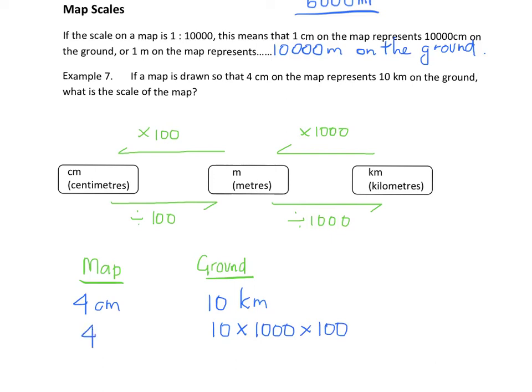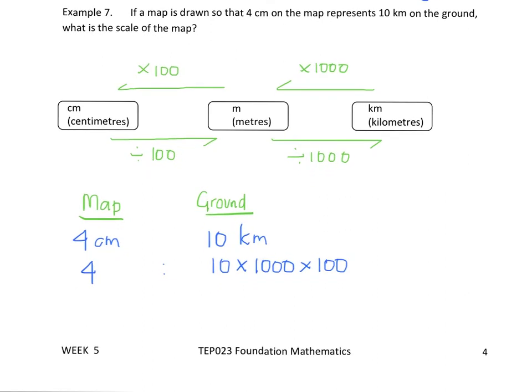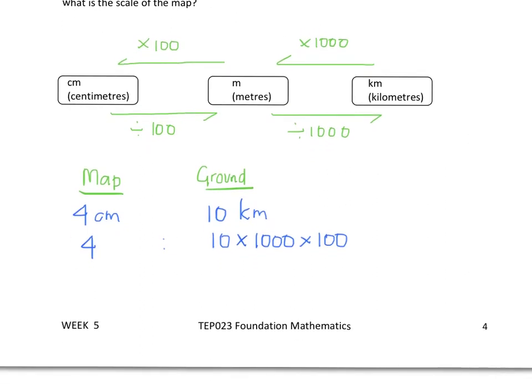Now it is a ratio, it's 4:10 times 1,000 times 100, which is 4:1 million, 1 with 6 zeros.